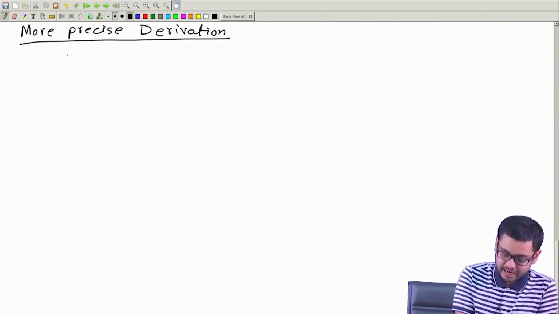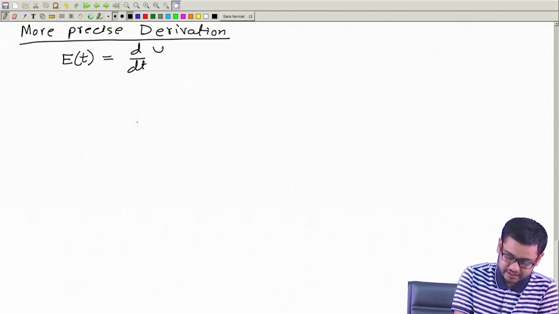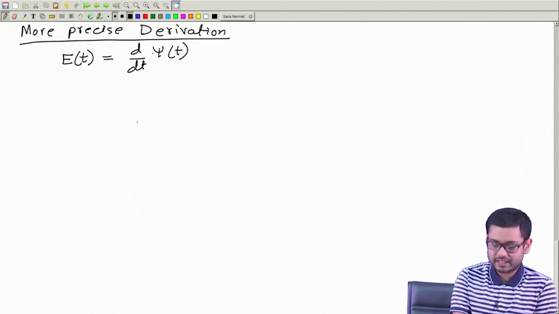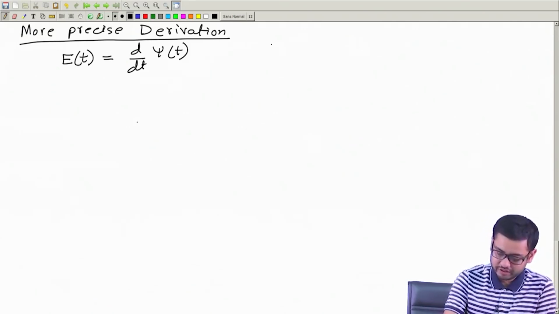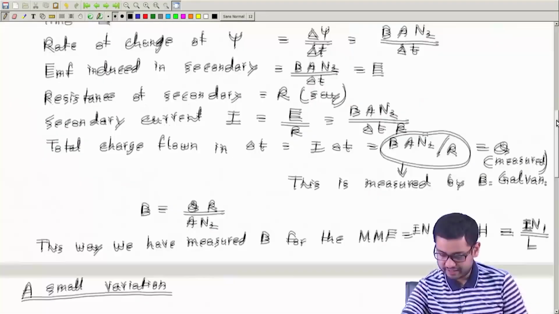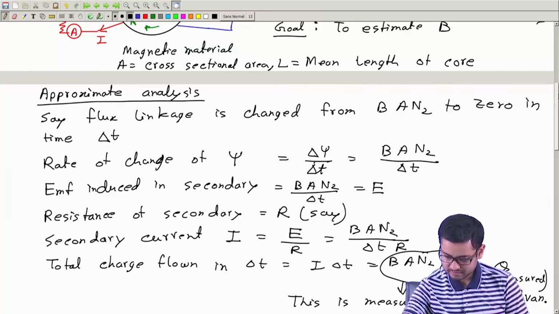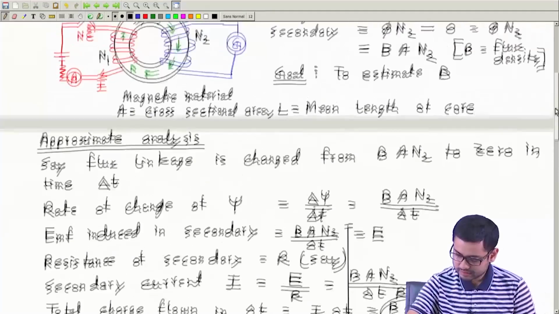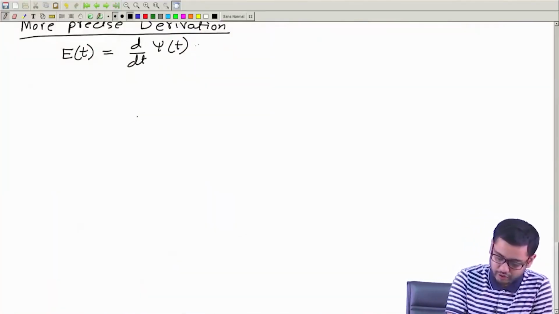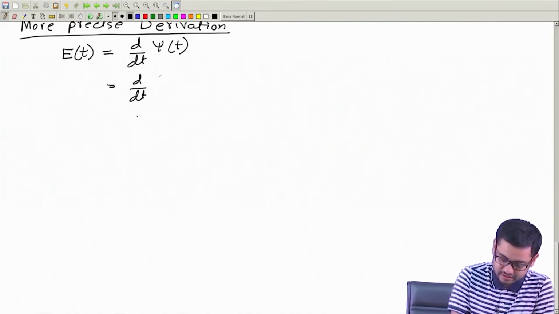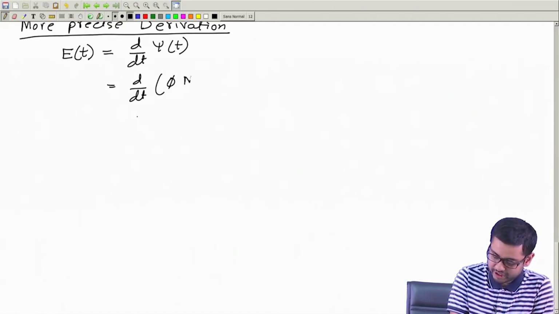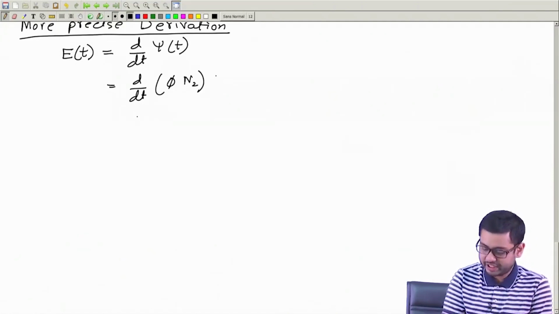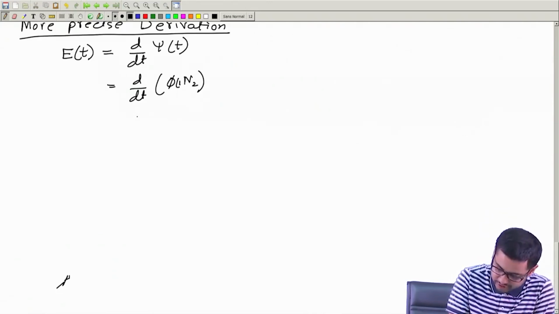Let me first write that the EMF induced, which can be a function of time, is always d/dt of psi(t), where psi is the flux linkage of the secondary coil. And the value of psi is phi multiplied by N2. N2 is the number of turns of the secondary or search coil, and phi can also be a function of time.